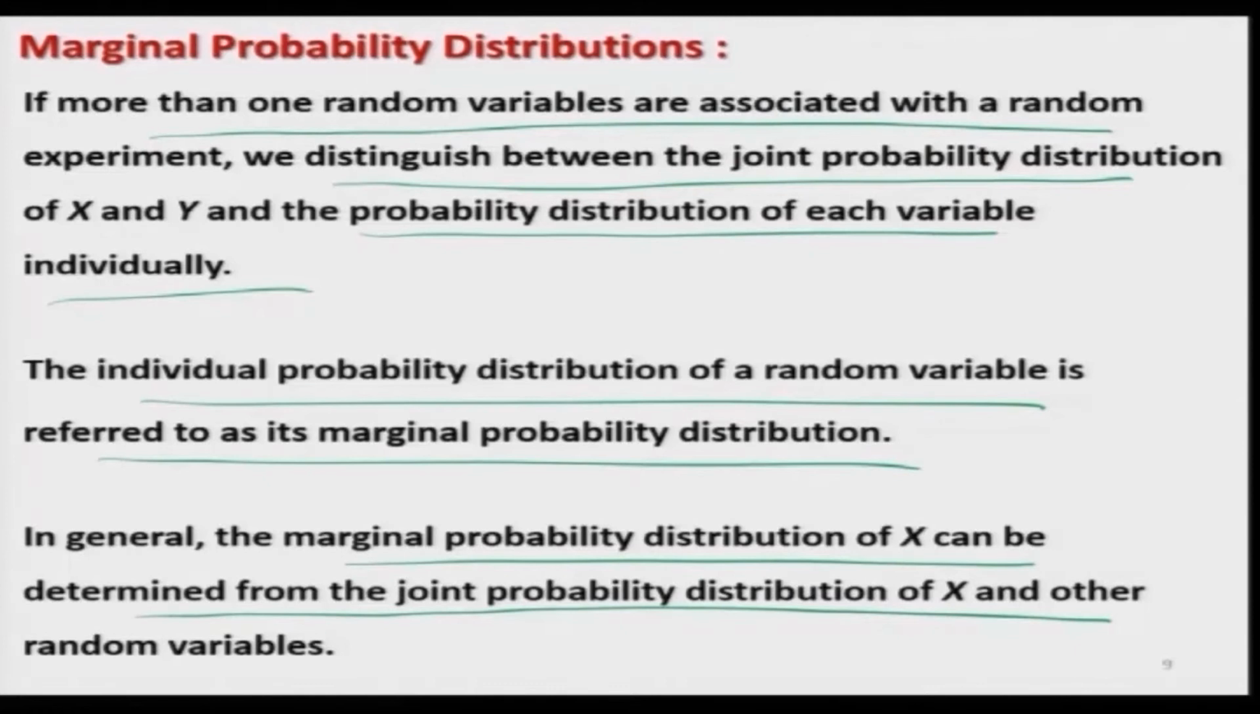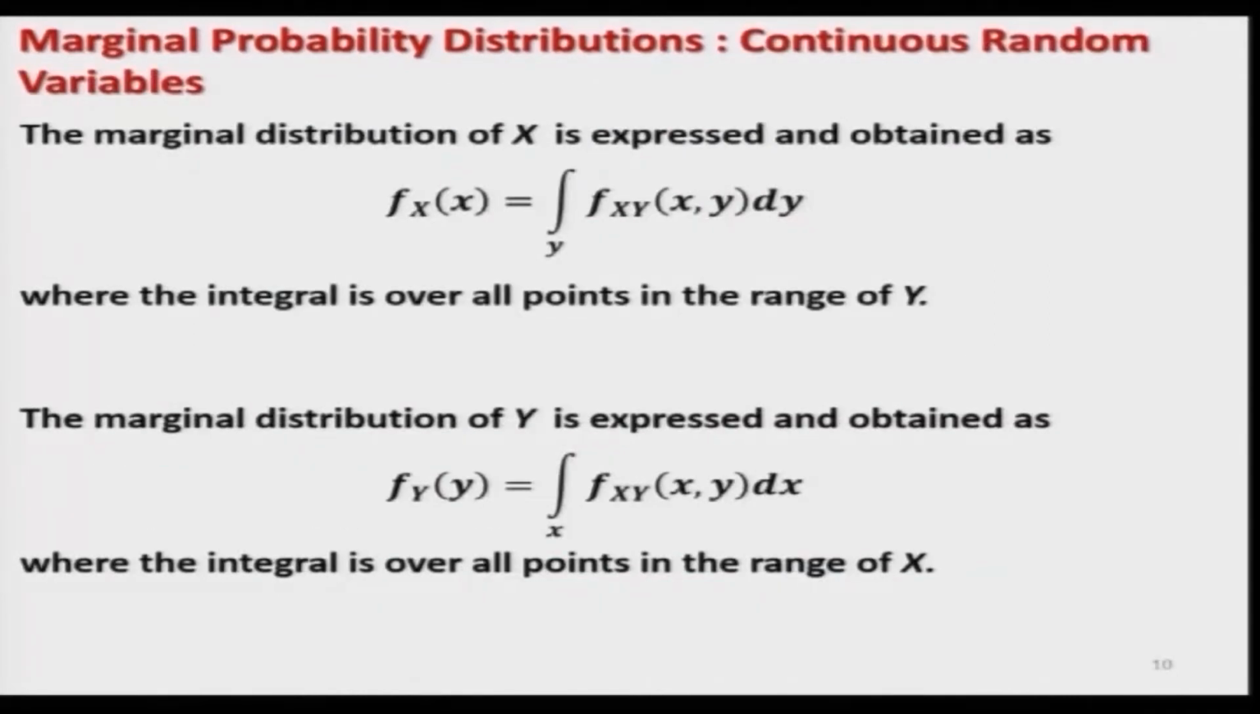For example, in case you are dealing with three random variables, you have a trivariate probability density function, then you have to remove two variables if you want to find out the effect of one variable. For example, if you want to find the marginal of x, then you have to remove the effect of y and z. So, now we formally give the basic definition of marginal probability distribution.